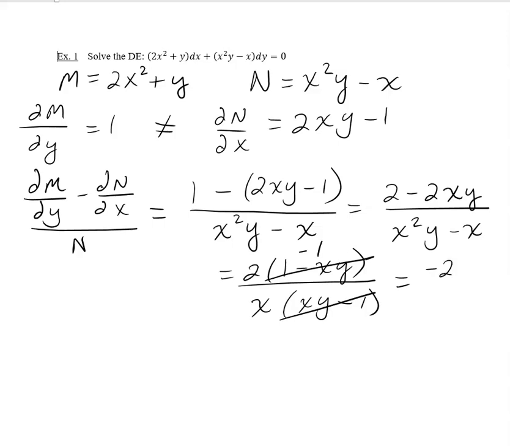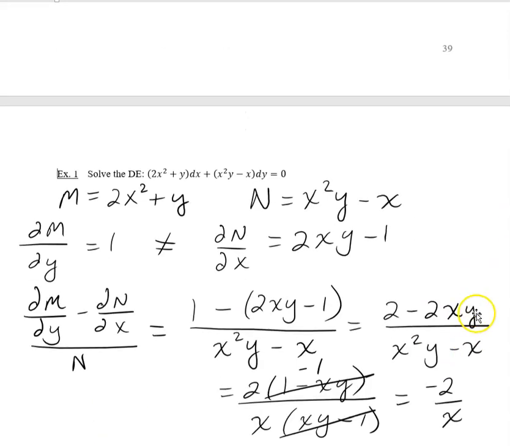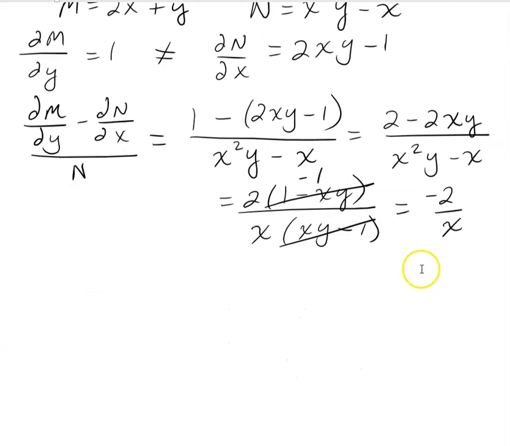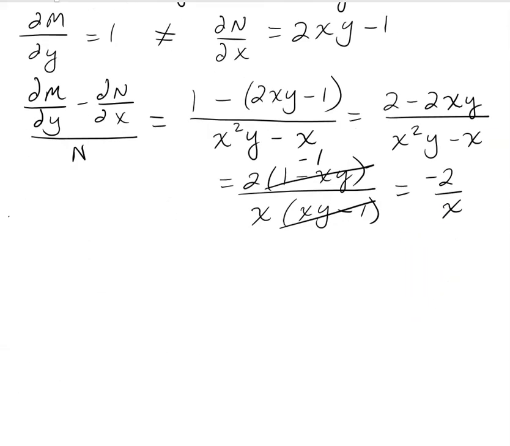So this simplifies to negative 2 over x, which, notice, is just a function in terms of x. And if that's the case, that's going to make my integrating factor. So it's going to be e to the integral of that expression. So let's go ahead and write that down. I'm going to put it over here. Mu of x then is going to be e to the integral of negative 2 over x dx.